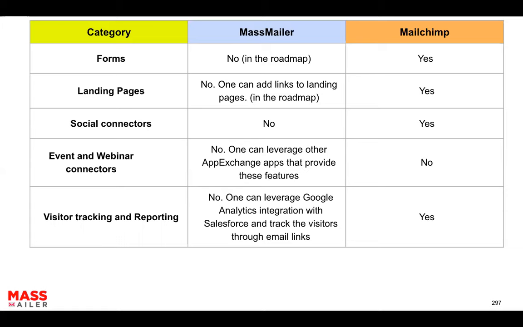Visitor tracking reporting, as mentioned, you can only use Google Analytics to track all the visitors and then report on them. But there's no straightaway tracking that you can get in MassMailer. Mailchimp, you do get that feature. That's possible.